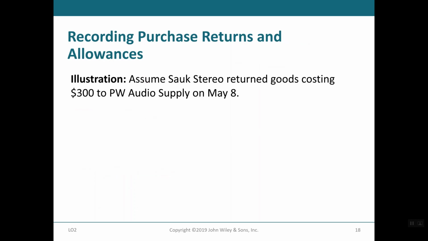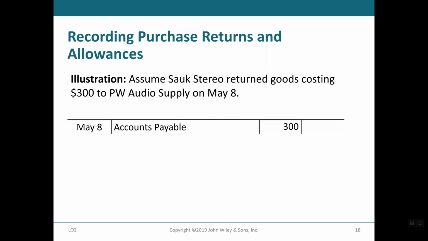Recording purchase returns and allowances. Illustration. Assume Sook Stereo returned goods costing 300 to PW Audio Supplies on May 8th. Okay, so Sook bought goods and is returning the goods costing 300. Remember, they're giving us what the cost of the goods is. It's 300.